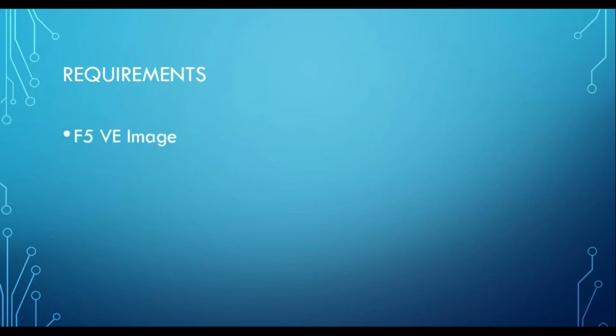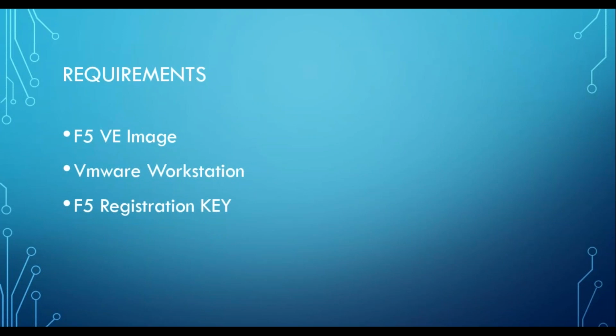First of all, you need to have the F5 virtual image, which you can download from the F5 website. We'll see each step one by one on how you can get all these files. Then you can use VMware Workstation. I've just used this as an example. You can use any other product, be it an ESXi host or any other server where you want to host the file. Then you would use the F5 registration key to license your product.